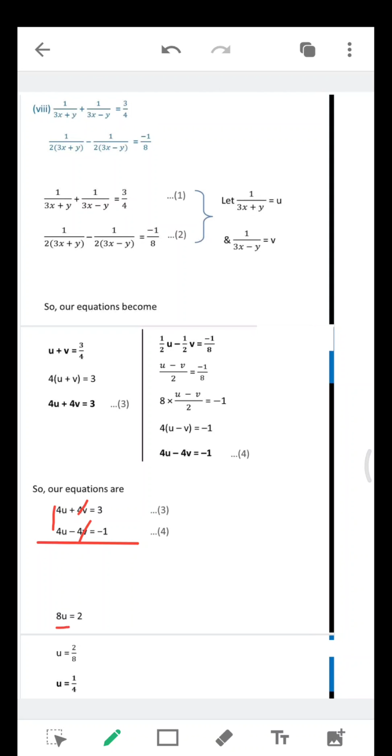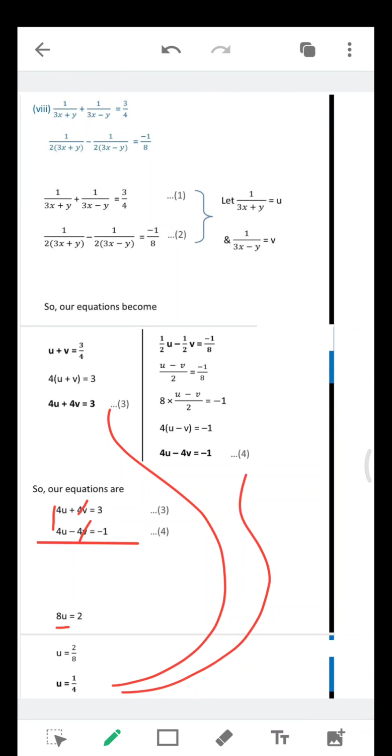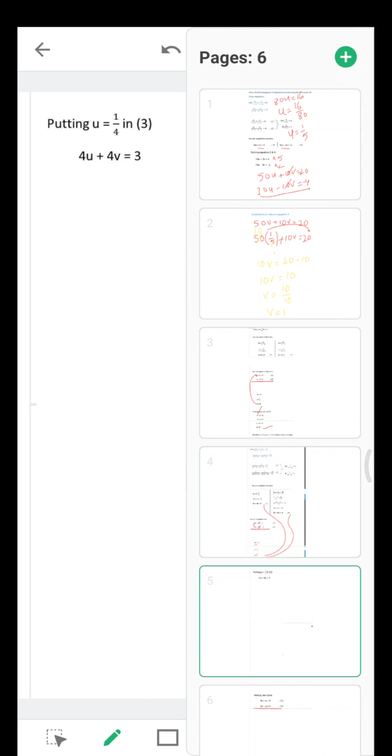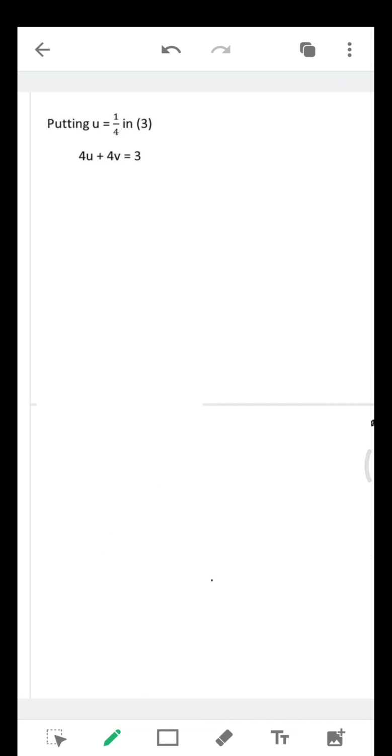Now if you put this u equals 1 by 4 in any one of the equations, either in equation 3 or equation 4, you will get the value of v. So let's simplify that. Putting u equals 1 by 4 in equation 3. So I am putting u equals 1 by 4 here.